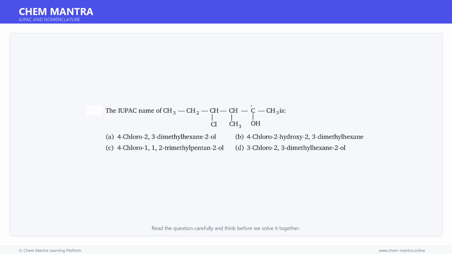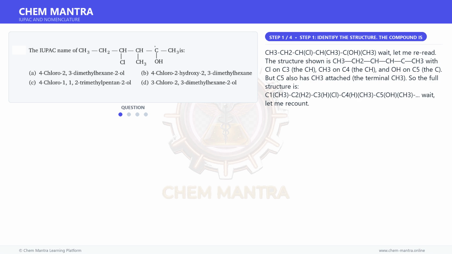Here is a question. Read it carefully and think about the answer. Let us solve it step by step. Let us begin solving this step by step. CH3, CH2, CH, Cl, CH, CH3, C, of CH3.